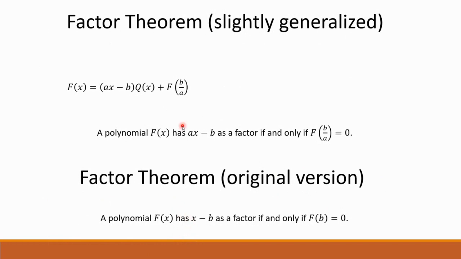And from there, we can get this slightly generalized factor theorem. This generalized factor theorem says a polynomial is going to have a times x minus b as a factor if and only if this part, f of b over a, is 0. Mostly because this is the remainder, and it's a factor if and only if the remainder is 0 when you divide it.